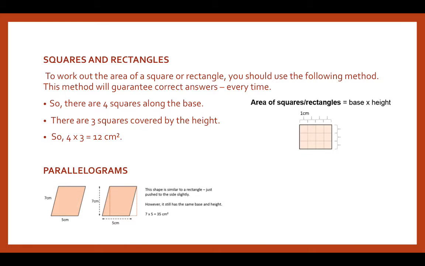The same again for parallelograms. So this shape is similar to a rectangle, just pushed to the side slightly. So as you can see, this little triangle bit here, if you cut that off and placed it there, you would end up with a rectangle. So again, you would still do base times height. So 7 times 5 is 35.